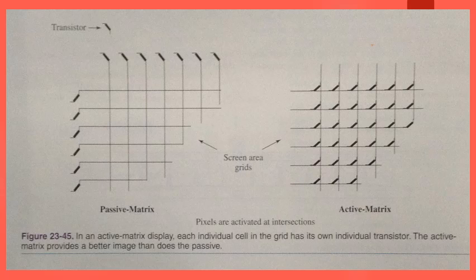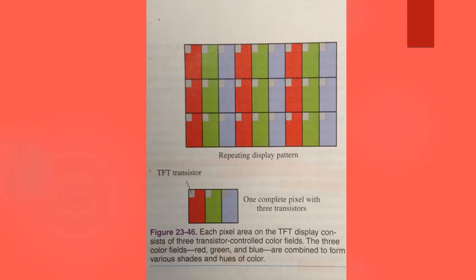Often, this type of display is referred to simply as TFT display. The TFT display consists of a matrix of thin film transistors spread across the entire screen. Each transistor controls a single pixel on the display. There are over 1 million transistors in a display, 3 transistors at each pixel area, and 1 transistor for each color pixel. Figure 23-46 shows this arrangement. The liquid crystals in the TFT display are energized in a pattern representing the data to be displayed.